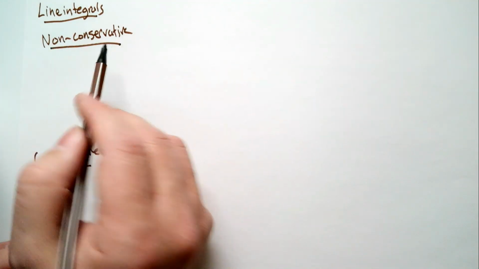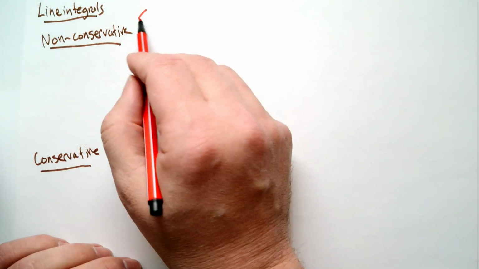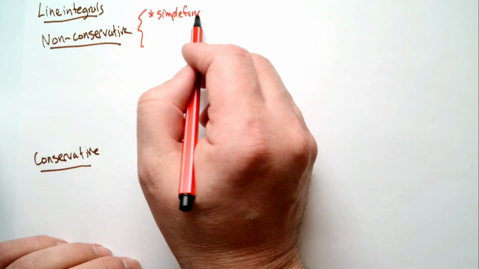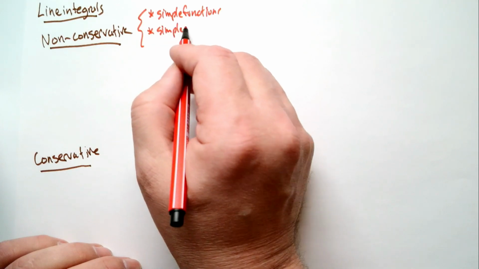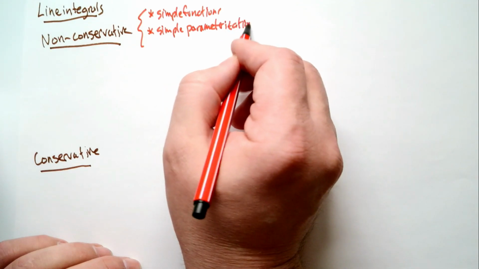Now, what is a non-conservative? Essentially, it's something where we can't use the fundamental theorem of calculus in a cool way. And that is that we have to just say I've got to do the integral. I don't really have a choice. So how can you identify things which are going to be not conservative on an exam? If you have simple functions, and you have a very simple parameterization, odds are pretty good it's not going to be conservative.